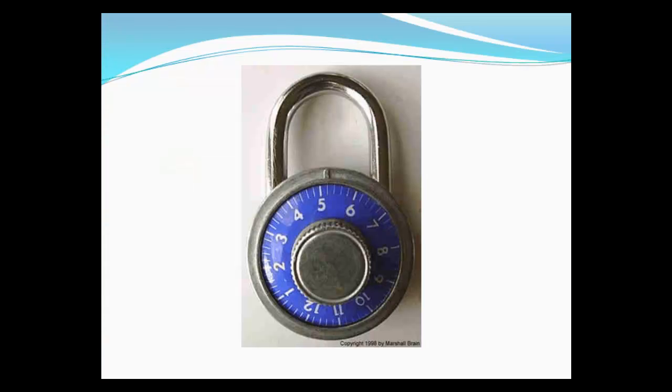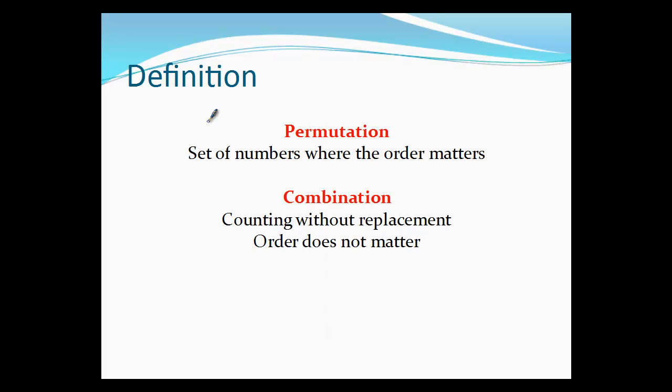As you can see here, this is a combination lock. Oh wait, if you watch Mr. Anthony's video, the correct term to describe this would be a permutation lock. So the definition of a permutation is a set of numbers where the order matters. On the reverse, a combination is counting without replacement, where the order does not matter.